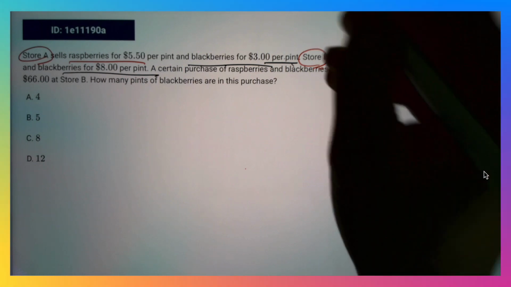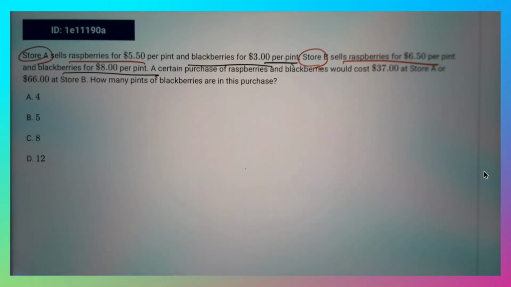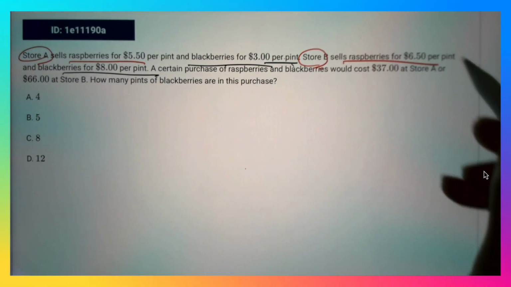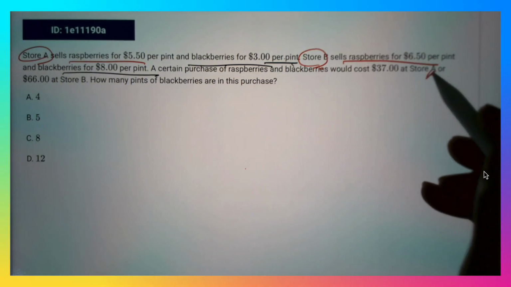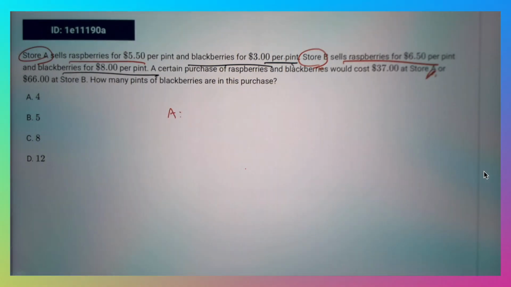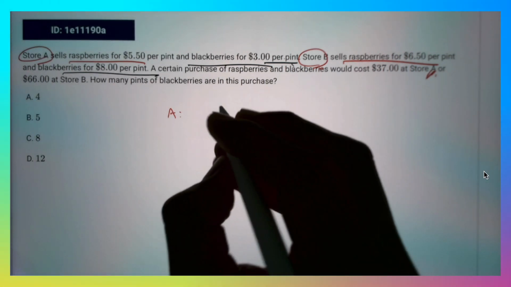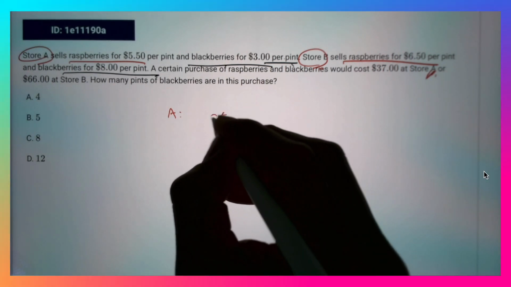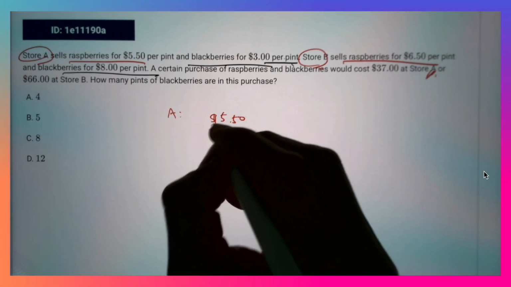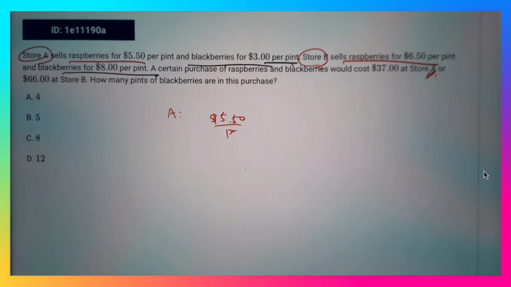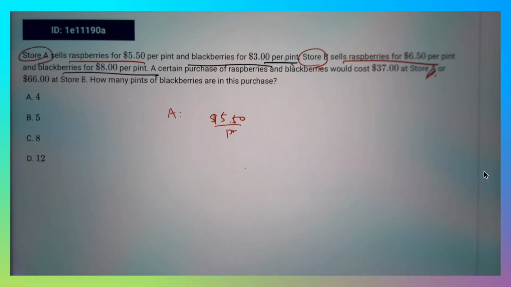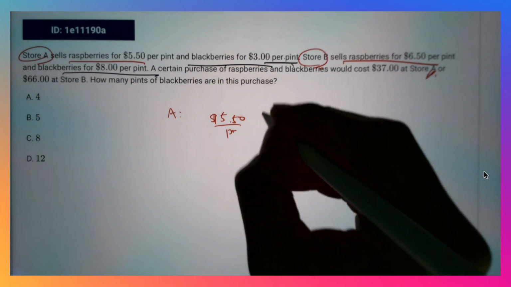That's the unit rate. A certain purchase of raspberries and blackberries would cost $37 at store A. So I'm just gonna stop there and write the store A version. So if you buy raspberries, it costs $5.50 per pint. So for the pints of raspberry, we'll just say x pint.